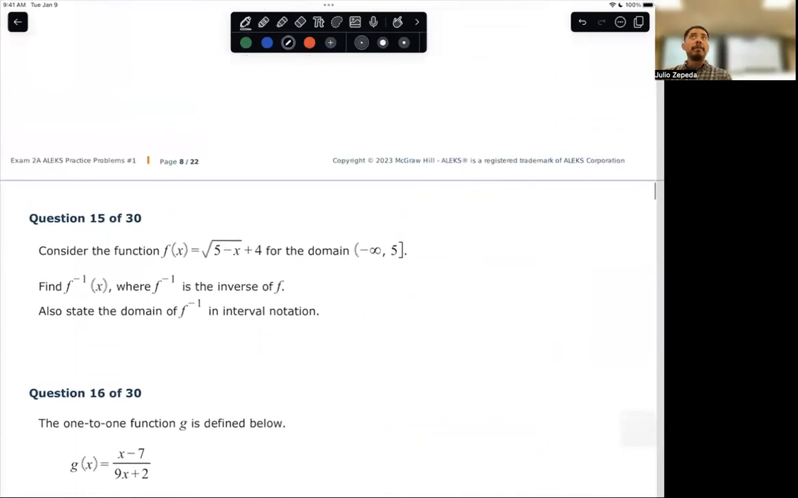So, number 15. We're given a function, the square root of 5 minus x plus 4, and we're asked to find the domain of the inverse, and we're also going to find the inverse. Before we find the inverse, can somebody tell me how do we find the domain of the inverse? The range, right? The range of this function will be the domain of its inverse.